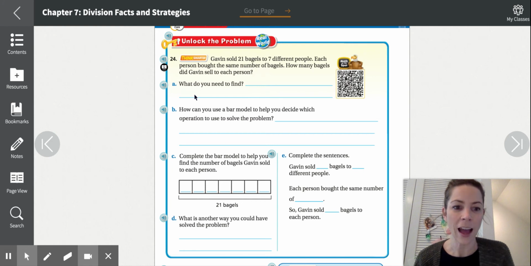Okay, I feel like a lot of the lessons right now, I'm getting a little bored. Is a teacher allowed to say that they're getting bored of the lesson? Because it's the same strategies, the same questions over and over. So this page is good. It kind of switches it up.